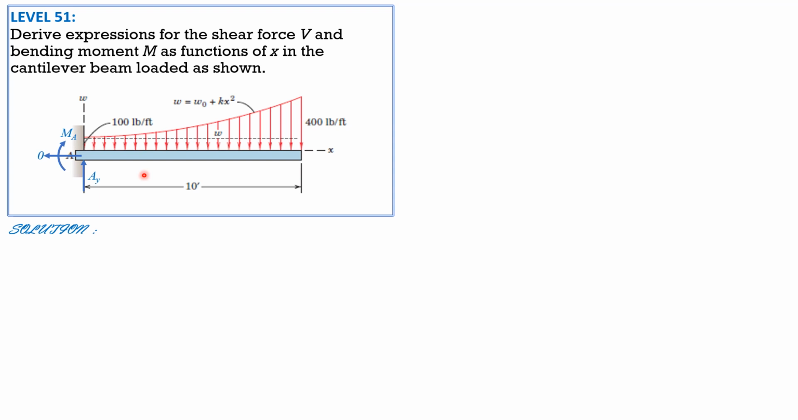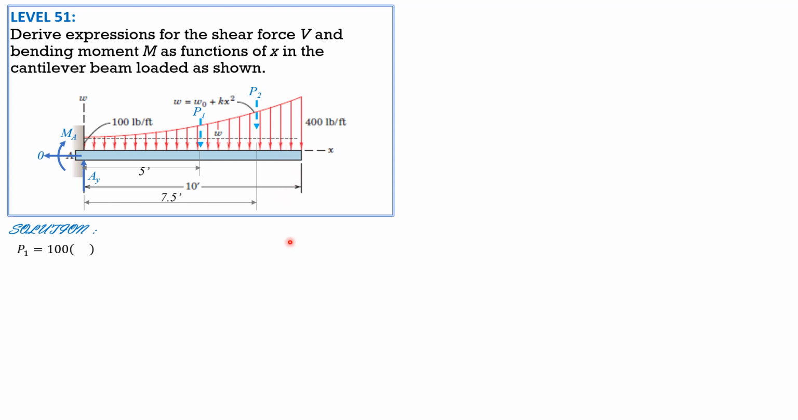And let's divide the loading into rectangle. So this is 100 times 10, so P1 is 1000. And this one is 1/3, because that's second degree, 1/3 of 10 times 400 minus 100, so this is 300 for the parabolic loading. So this distance is 5 feet. This distance from the vertical leg is 1/4 of 10, so 2.5. So from the left, from A, 10 minus 2.5 is 7.5 as shown.